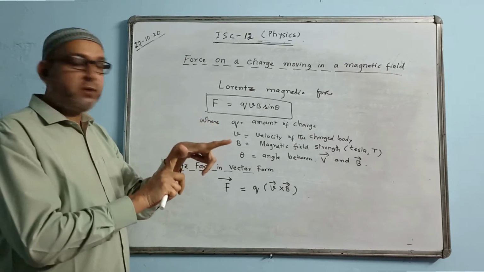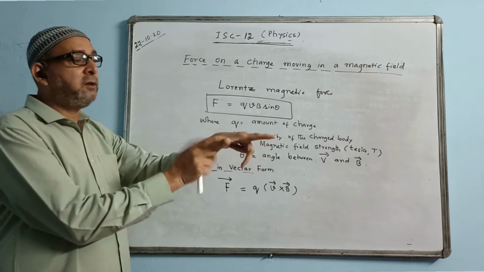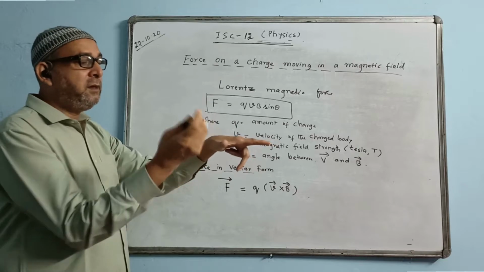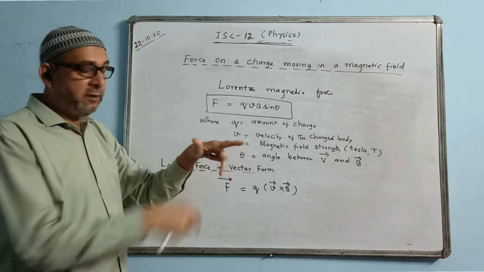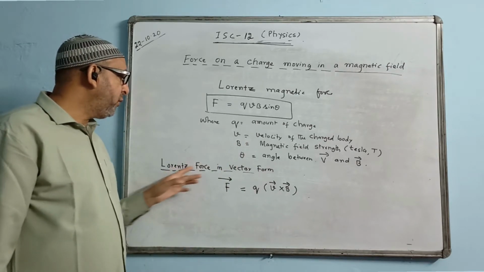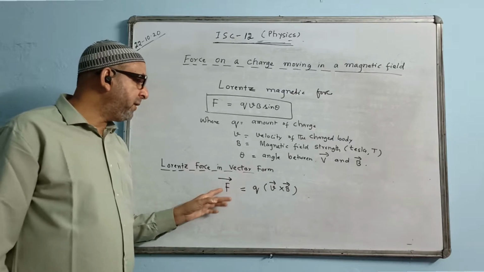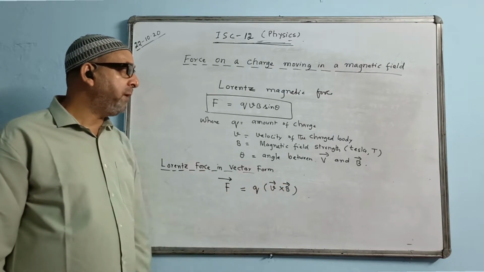FBI: force, magnetic field, and this is current. So the direction of force will be in this direction, which is perpendicular to both B and velocity, and the current. So the Lorentz force in vector form we write in this format: F equals Q bracket V cross B.